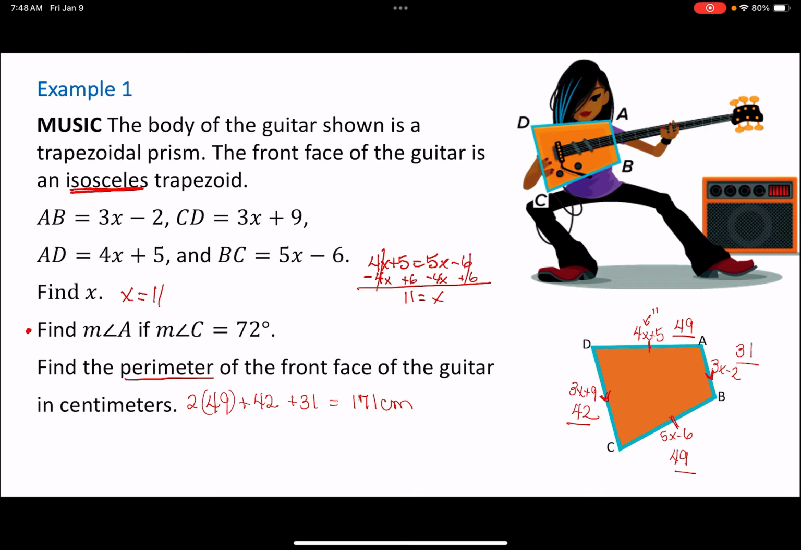All right, lastly, we need to find the measure of angle A if the measure of angle C is 72 degrees. And so because these are base angles, 72 degrees equals 72 degrees. A, this is parallel lines cut by a transversal. Consecutive interior angles are supplementary. So we'll take 180 minus 72 to get 108 degrees.